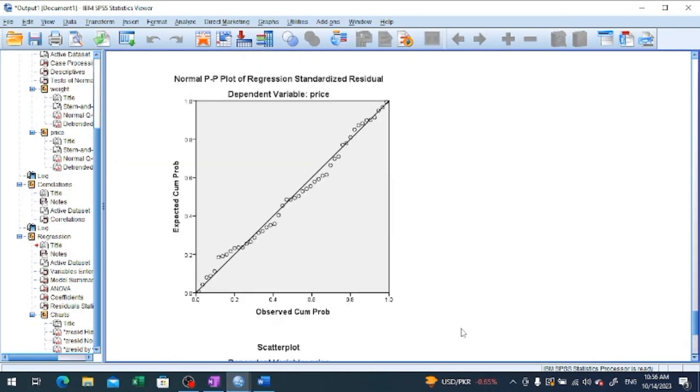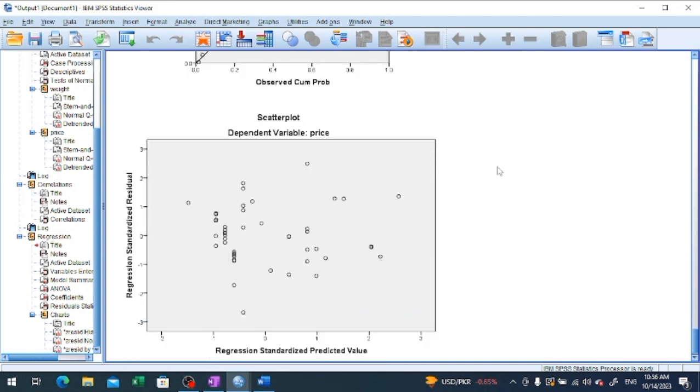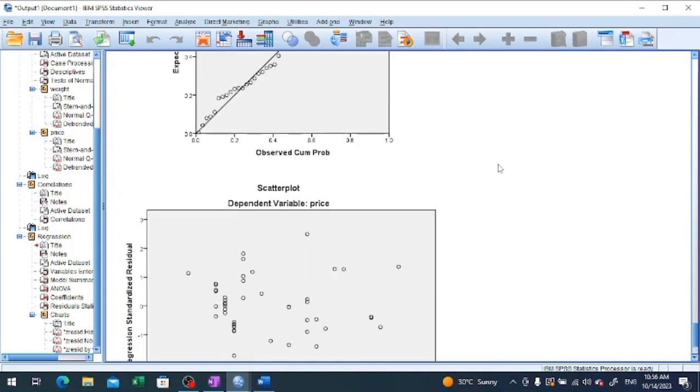Then we have QQ plot, normal PP plot, that would again help us to identify whether our residuals are moving closer to this line or making a non-linear trend with respect to the line. Then this is again another graph that we will make use of to assess the assumption whether residuals are independently distributed or not. So these are the things that we get.